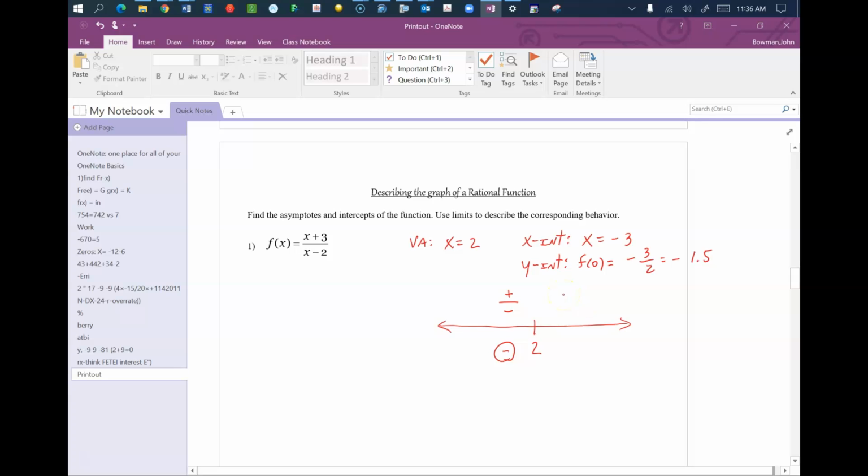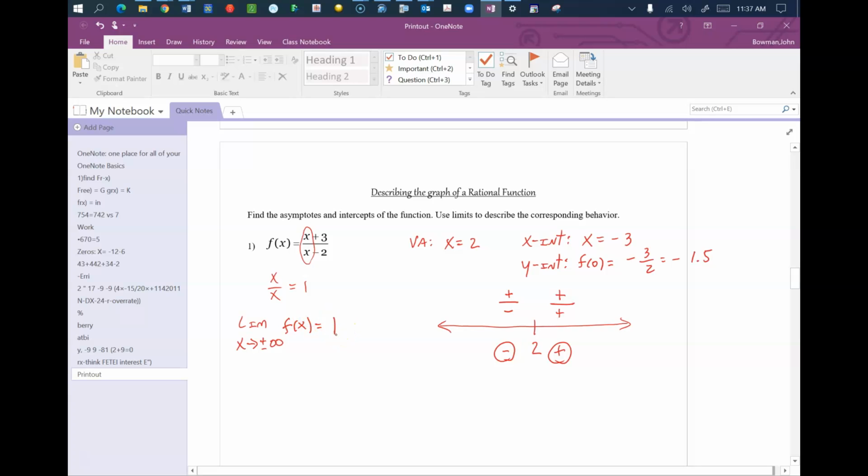And let's pick a number slightly greater than 2, like 2.1. 2.1 plus 3 is positive. 2.1 minus 2 is positive. So that result is positive, which means to the right of x equal 2, our graph is going to approach positive infinity. Now, for the horizontal asymptotes, look at the ratio of the highest degree terms. So x divided by x, which is equal to 1. So the limit as x approaches both plus and minus infinity of f of x is equal to 1.